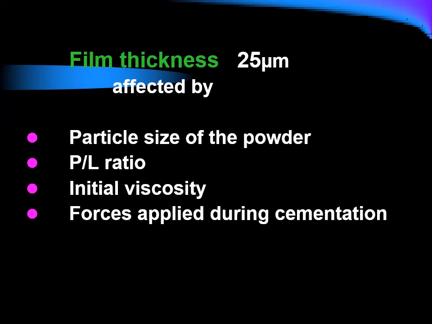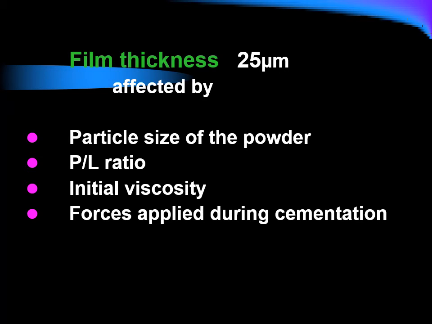This type of cement has a film thickness of 25 micron, which is recommended by the ADA. This film thickness is affected by many factors, such as the particle size of the powder. The smaller the particle size, the thinner the film. The powder liquid ratio: an increase in the powder will increase the film thickness, as will the initial viscosity and the forces applied during cementation.